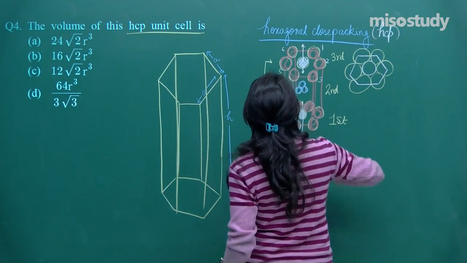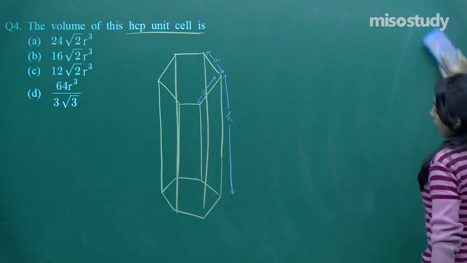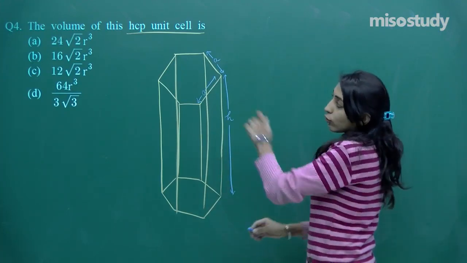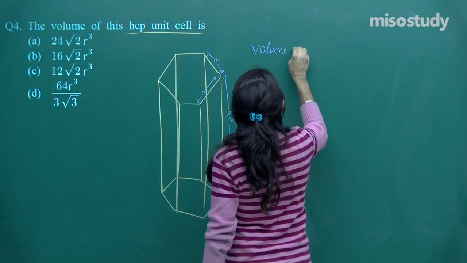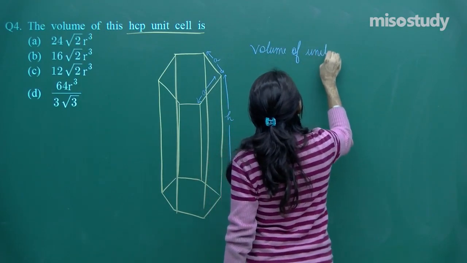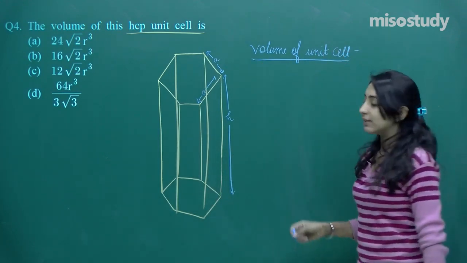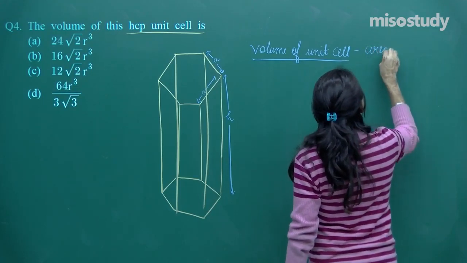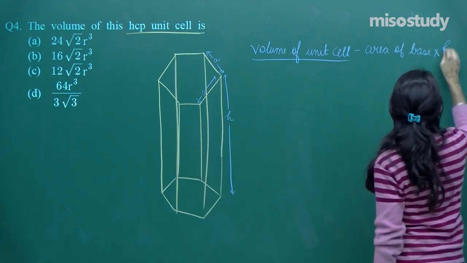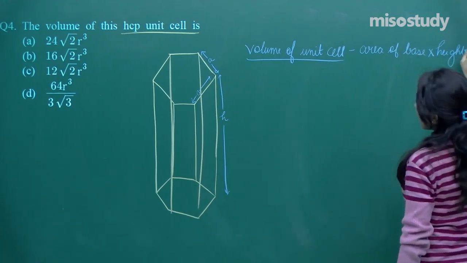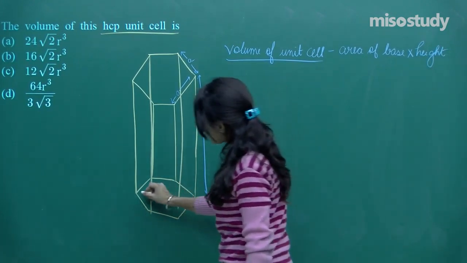So can you guys simply say that we need to find out the volume of this unit cell. So the volume of unit cell is area of base into the height. So which will be area of base multiplied by height. Okay, so when I am talking about area of the base, what should be the base considered?